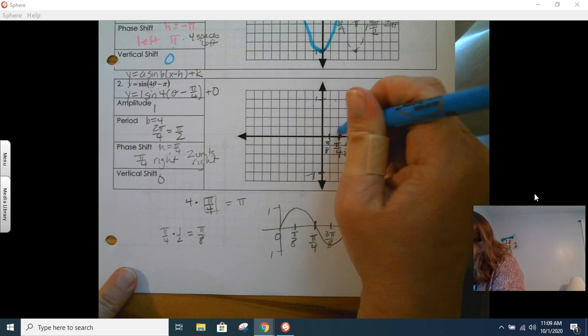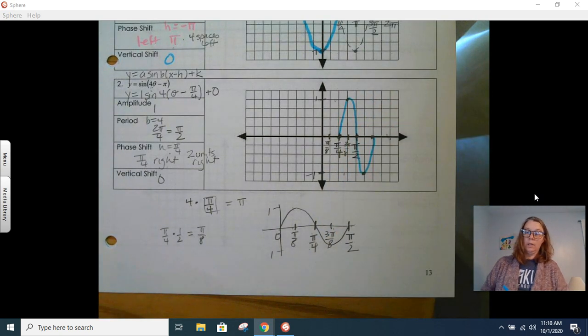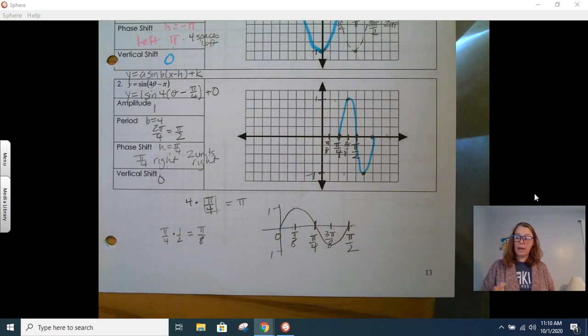Okay, so then I am going to sketch my curve. All right, so I think it helps to have a sketch with your amplitude and period on it, and then, sorry, I dropped my marker, and then go from there.